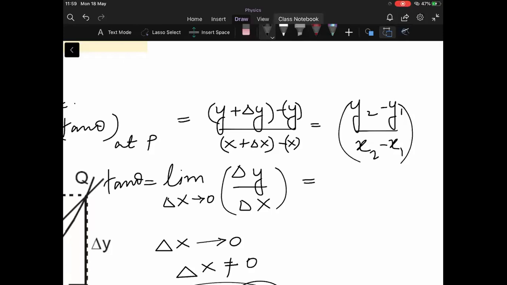This expression can now be written as d by dx of y. So d by dx means differential of y. We call that the first order derivative of y. We call that differentiation of y with respect to x. We call that instantaneous slope. All are one and the same.